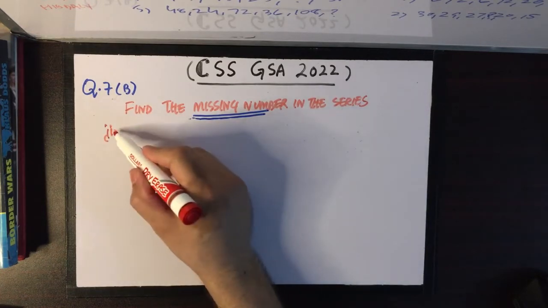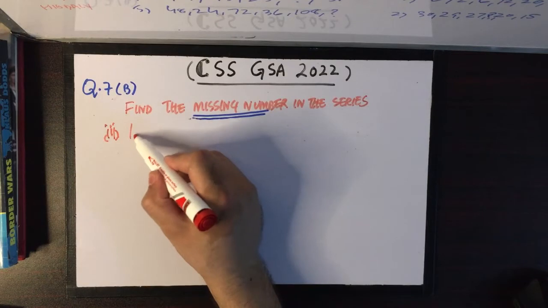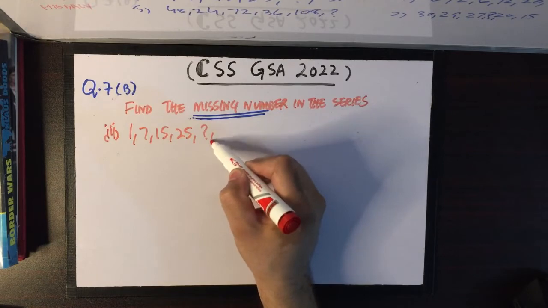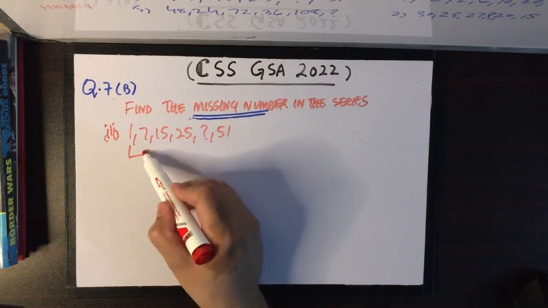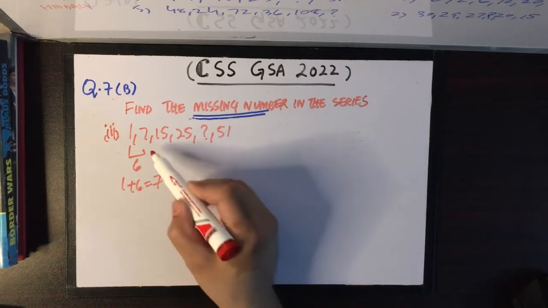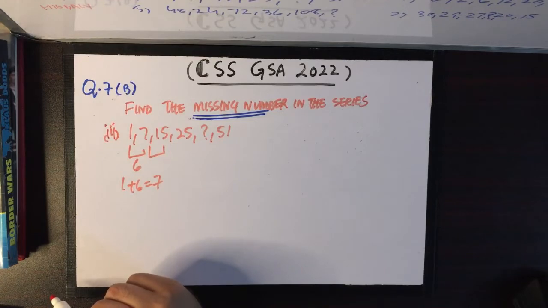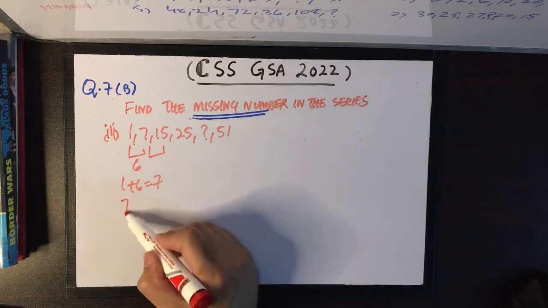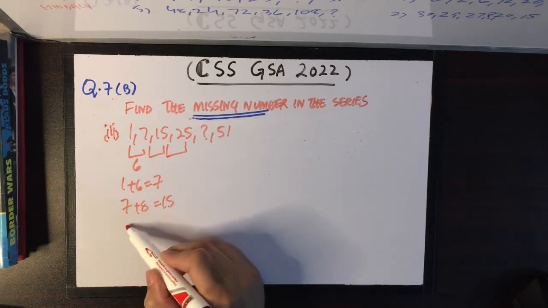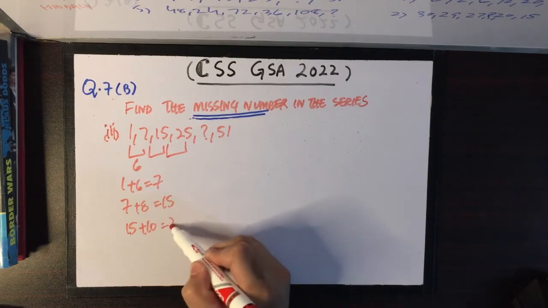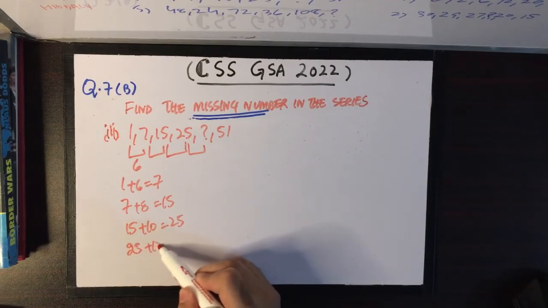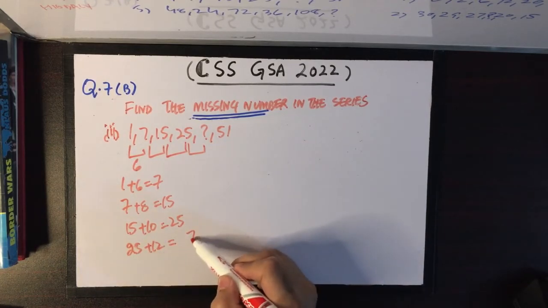between the numbers. Number 3 is 1, 7, 15, 25, question mark, 51. So the difference between 1 and 7 is 6. 1 plus 6 is 7. The difference between 7 and 15 is, I guess, 8. Yes, 7 plus 8 is 15. The difference between 15 and 25 is 10. 15 plus 10 is 25. The difference between 25 and the missing number should be 12. It is 37.